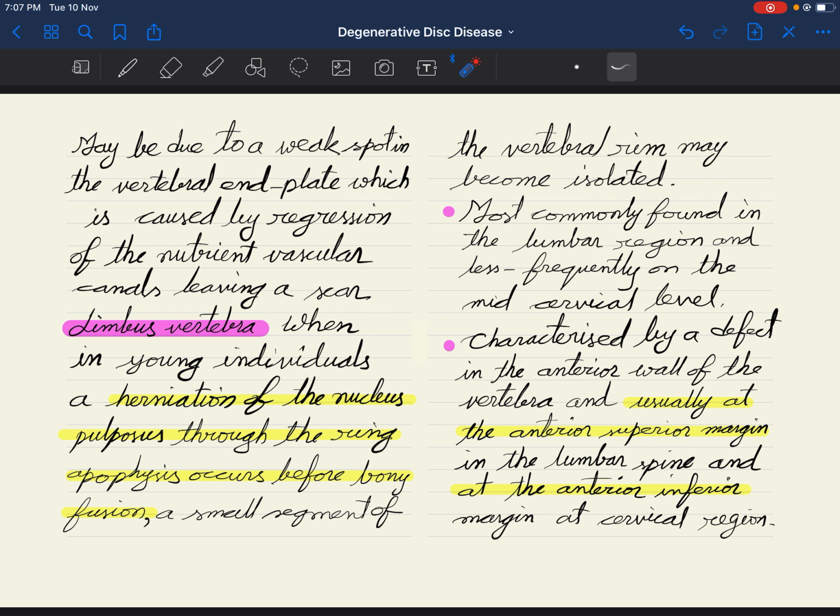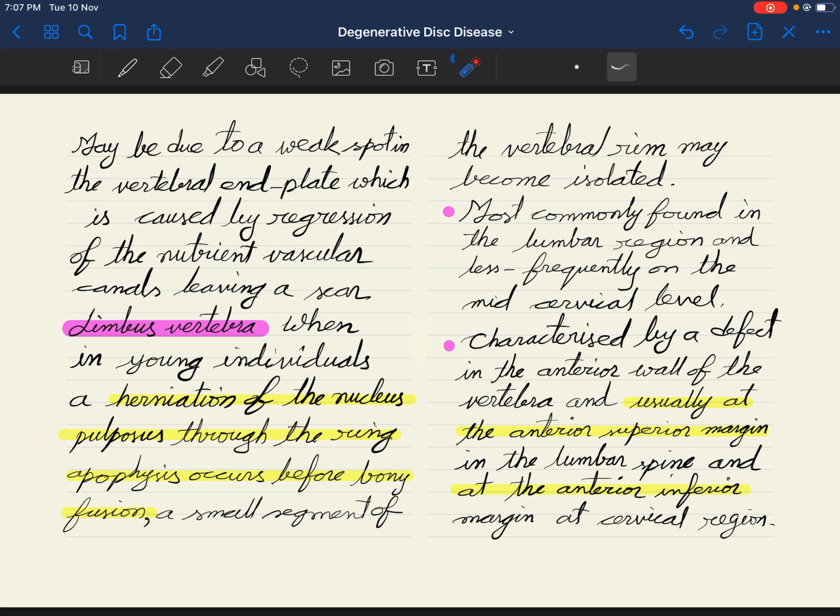What is limbus vertebra? It is formed when, in a young individual, a herniation of the nucleus pulposus through the ring apophysis occurs before bony fusion. A small fragment of the vertebral rim may become isolated, and it will be called the limbus vertebra.